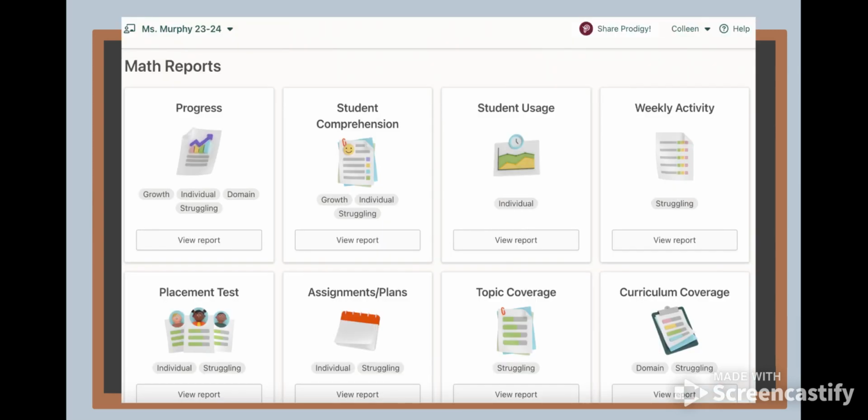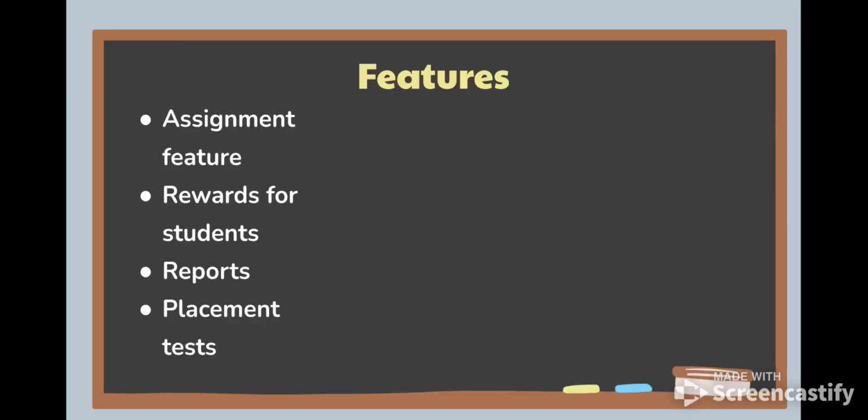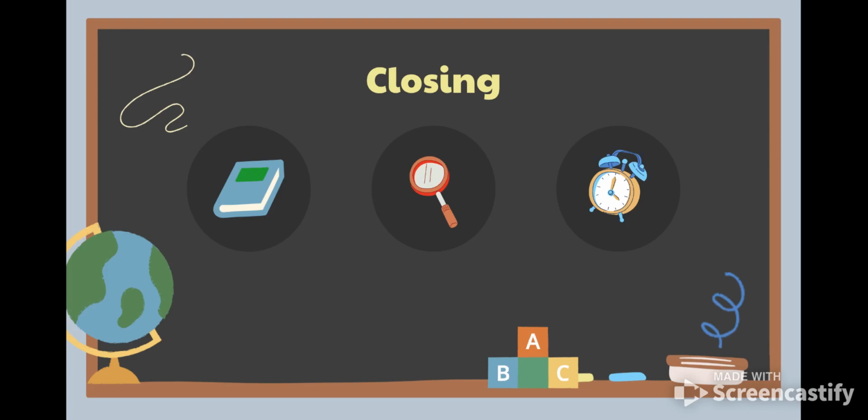This image represents the reports that I can see. I can see student progress, comprehension of a topic, their usage in weekly activity, their placement test data, any assignments I have, and topic and curriculum coverage. Placement tests are great for me as a special education teacher. I'm able to see where my students are at based on those placement tests.